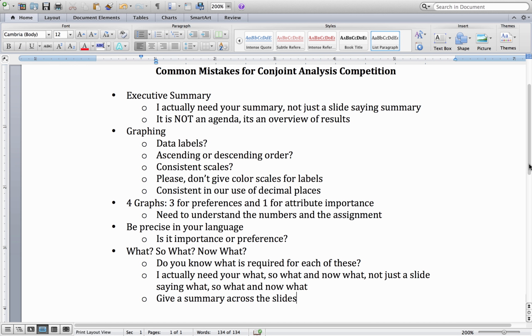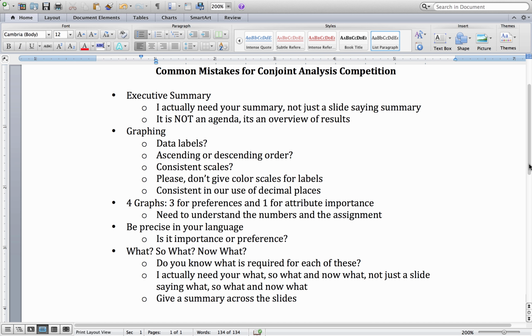So, okay, executive summaries. I need one, right? Some people just put up a slide that says executive summary, and then they don't actually give me one. I need a written down summary. It has to be in there. By the way, we actually kind of backslid on this one. It's not an agenda. An executive summary is not telling the reader what we're going to cover in the presentation. That's actually an agenda. What I need from you is an overview of the results, not the presentation.